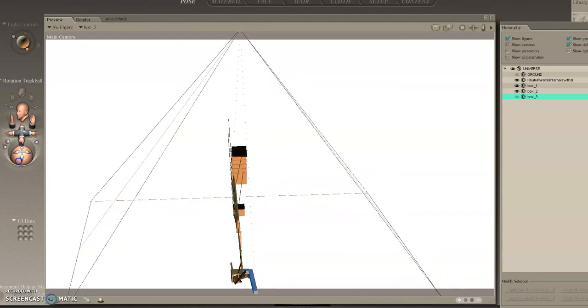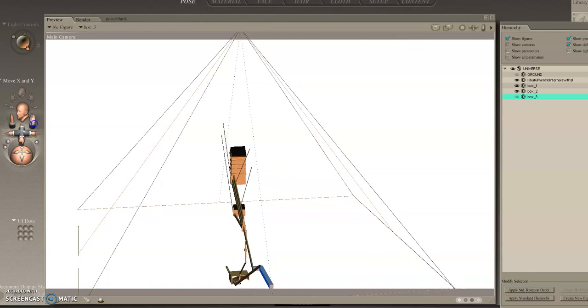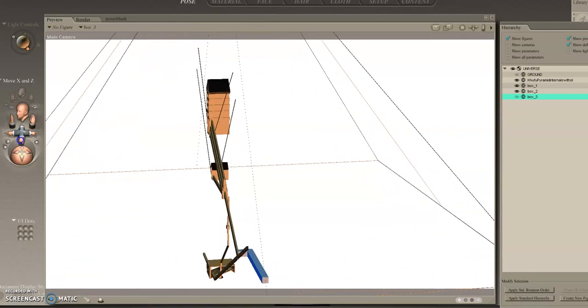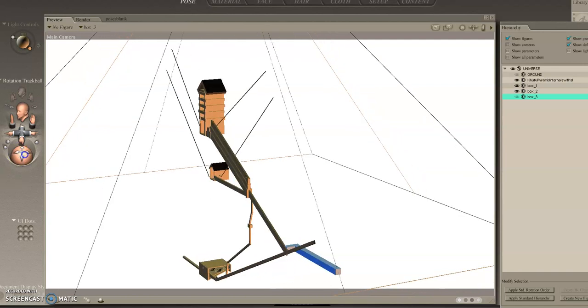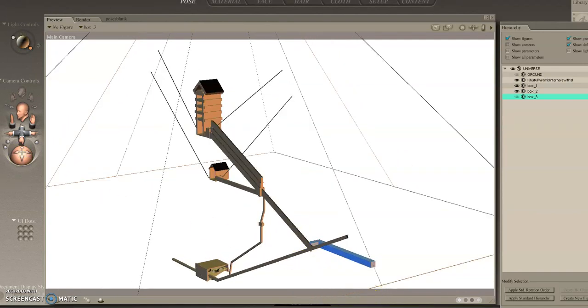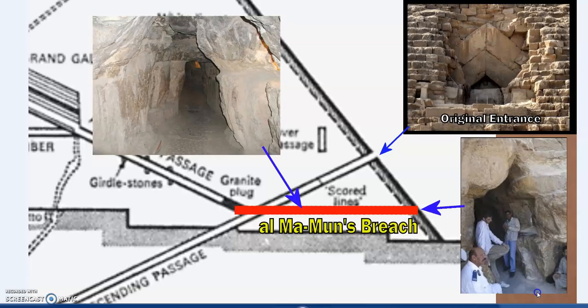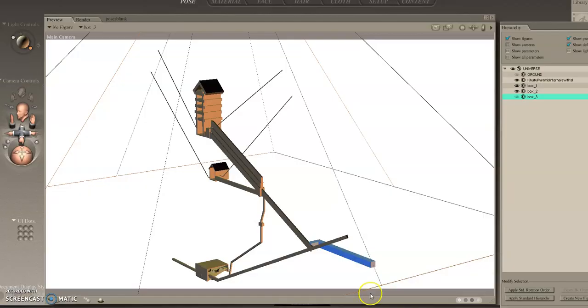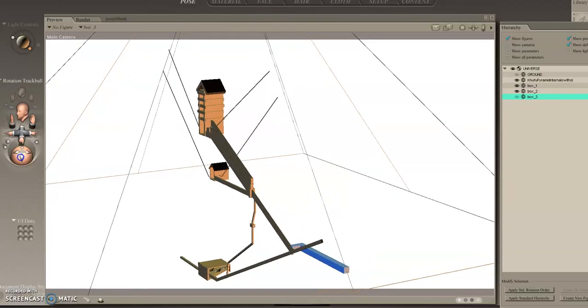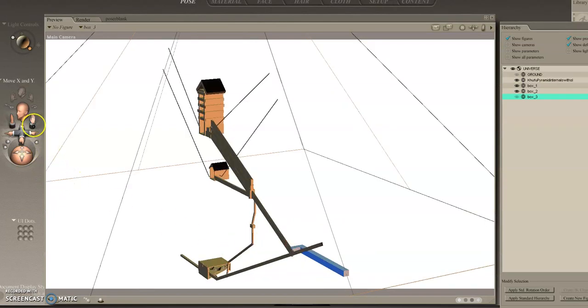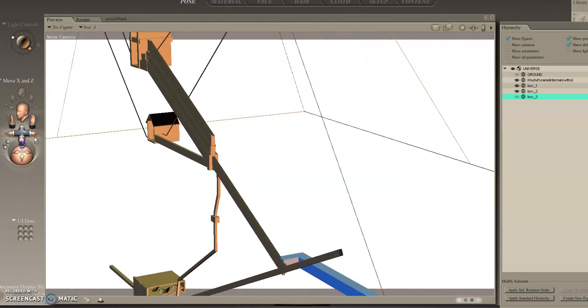So he's carved his way in, and then let's move that up a little bit higher. He basically started at the center point, just a slight bit off, and then did the turn, and then he entered the ascending passage above the granite plugs. So the granite plugs, and the Al Mamoon tunnel, and he's come in just behind the granite plugs. With the model you get a better idea of the robber's entrance, the Al Mamoon breach, and how he got in there.